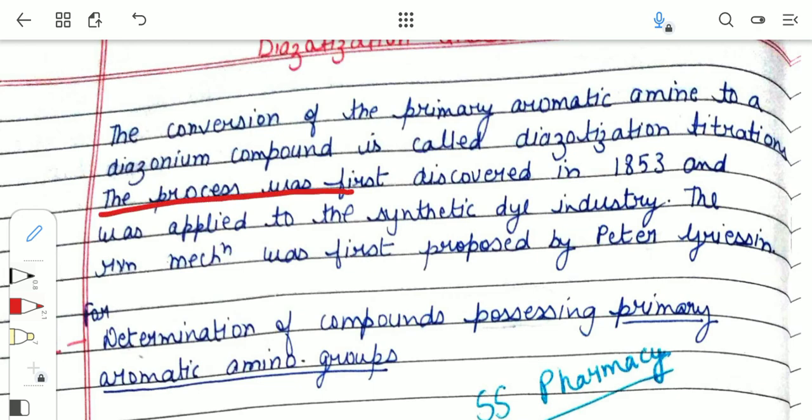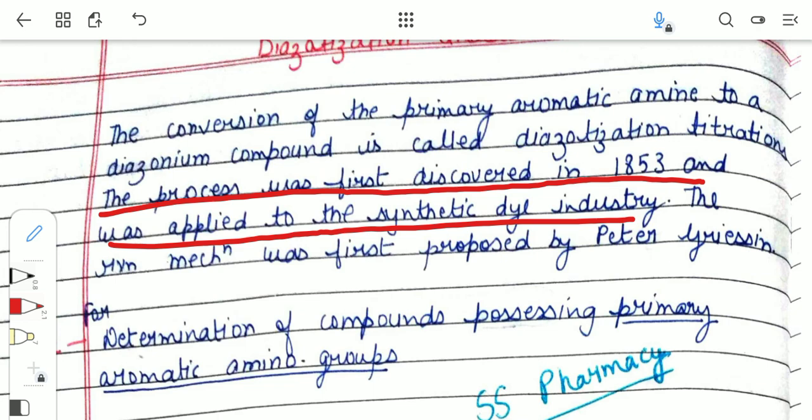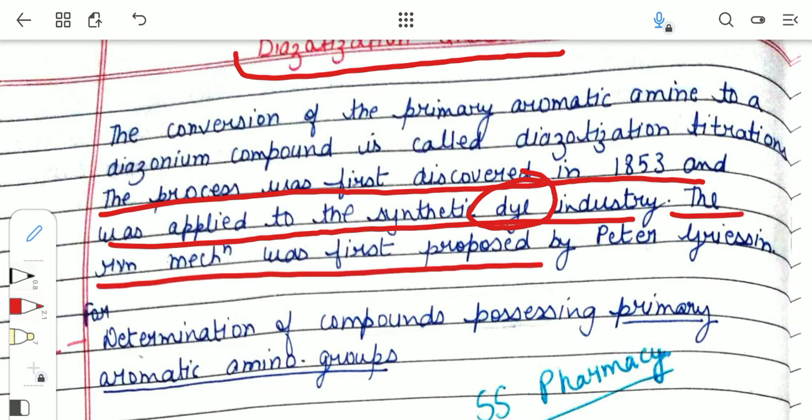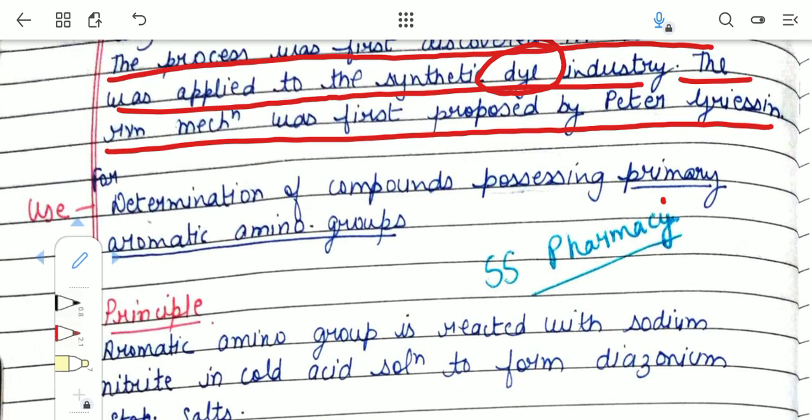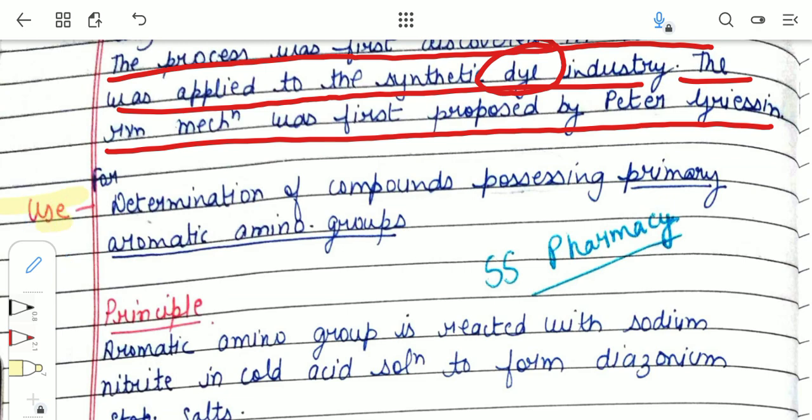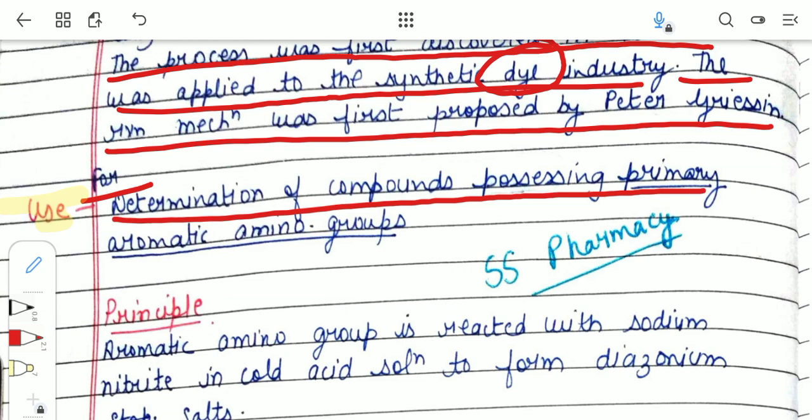So the process was first discovered in 1853 and was applied to the synthetic dye industry. These kinds of titrations are very important in the dye industry, and we know that a dye is any substance which produces any kind of color. The reaction mechanism was first proposed by Peter Griess. Now let us see what is the use of these diazotization titrations. They are used for determination of compounds which possess primary aromatic amino groups. And in the last we will see some other few applications of these kinds of titrations.